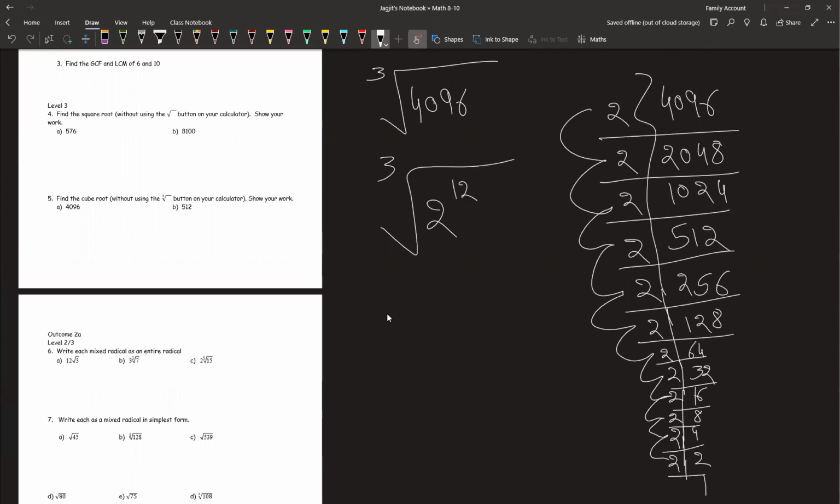12 can be divided by 3, so we bring it out as power inside over the root, which is 2 to the power 4. You should know 2 to the power 4 is 16. So the cube root of 4096 is equal to 16.